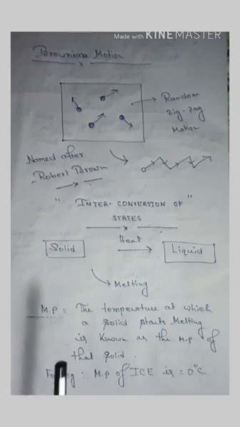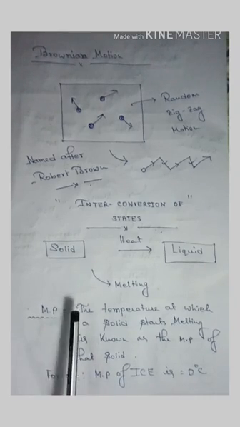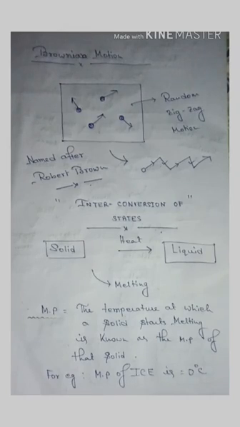Now we have to know what is melting point. The temperature at which a certain solid starts melting is known as the melting point of that solid. For example, ice starts melting at 0 degree centigrade. Therefore, the melting point of ice is 0 degree centigrade.